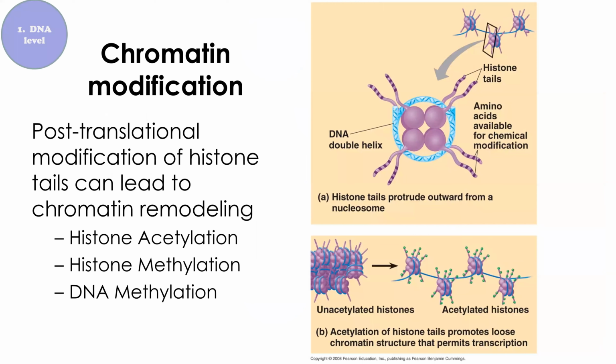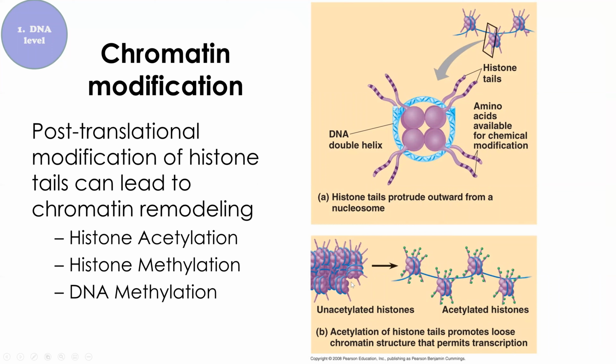So let's start at the DNA level. Chromatin modification. So chromatin modification is going to be related to, again, that sort of packing structure that we talked about with chromatin in chapter 6 when we talked about the nucleus. So if you can't quite remember these structures, be sure to go back and look at chapter 6 in the video and slide set where we talk about the nucleus.